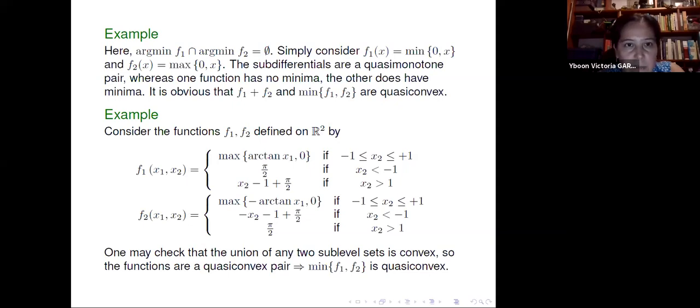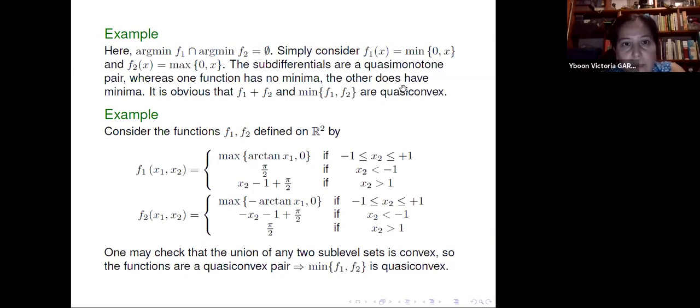And here we can see more examples. For example, here we have this condition. You remember, we have this condition that this intersection is empty. For this function f1, this is the minimum of 0 and x. The other function is the max of 0 and x. So they are very easy functions. They are a quasi-monotone pair. But the function min has no minimum, it's minus infinity, and the other doesn't have one either. But it's easy to see that the sum and the min of these functions are quasi-convex functions.